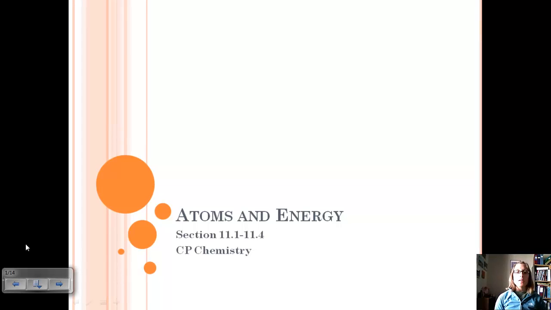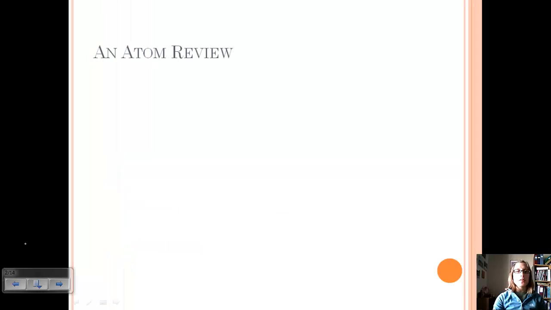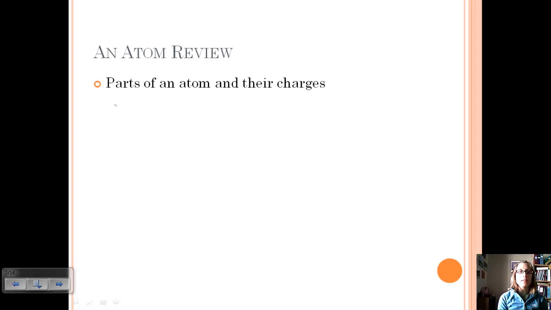Today we're going to talk about the first part of Chapter 11, which involves atoms and their energy. Okay, so first let's review a few things about the atom. So let's look at the three main parts of the atom and their charges.